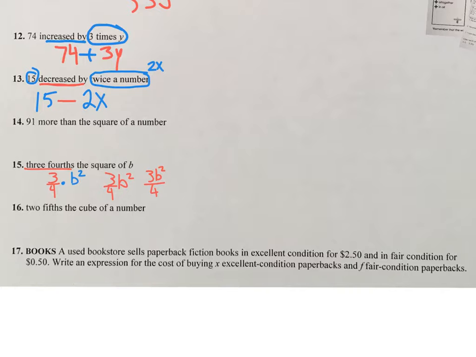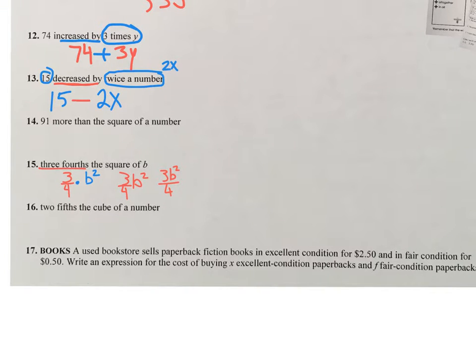Let's take a look at the last one, number 17. It says a used bookstore sells paperback fiction books in excellent condition for $2.50 and in fair condition for 50 cents. Okay, so if a book's kind of messed up, they're going to sell it for 50 cents, 2 quarters, right? If a book looks like new, they're going to sell it for $2.50. You guys understand that, right? Okay. So yeah, it's pretty cheap. So let's actually write an algebraic expression, because that's what it says right here. It says write an expression for the cost of buying X excellent condition paperback and F fair condition paperback.